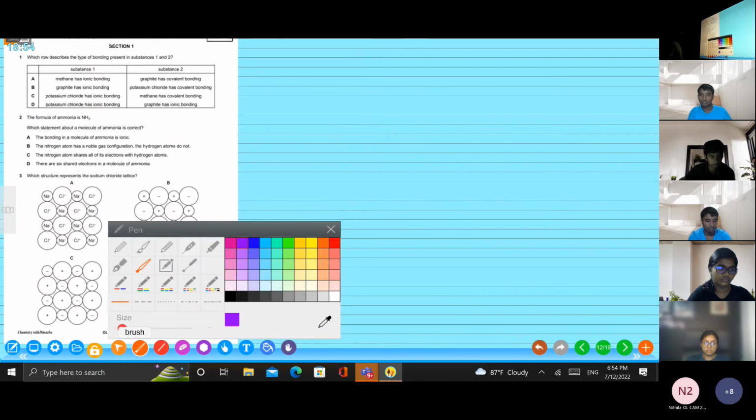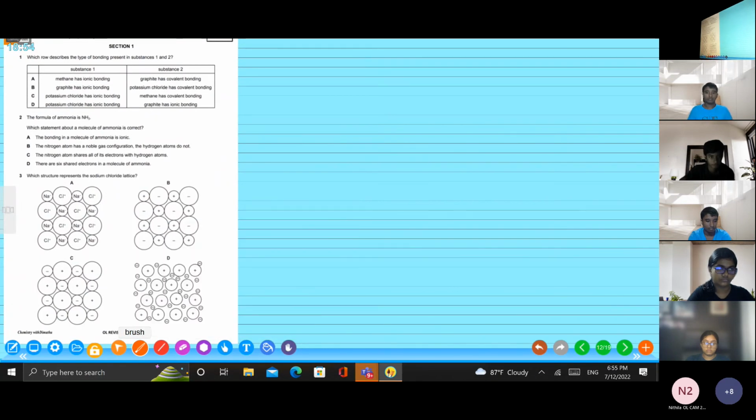Right, everything. Which role describes the type of bonding present in substances 1 and 2? You can't come to any prior decisions. You have to read the answers. Methane has ionic bond? If you don't know what methane is, that's the end of this question. Methane is CH4, non-metal, covalent. Carbon is a non-metal, so this is wrong.